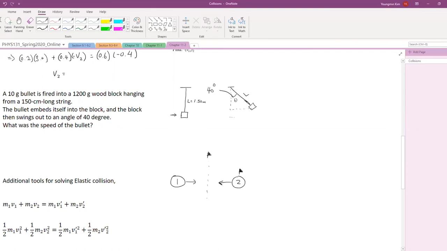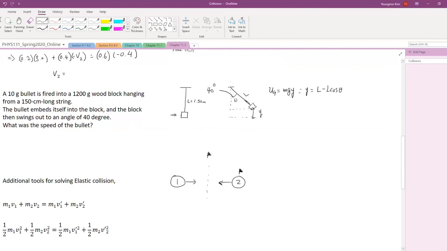So from the initial height, this will gain a certain potential energy. What was the speed of the bullet? Okay, so we have learned about the pendulum case, so let's try to describe its gained potential energy because we're going to use it. We know that gravitational potential energy is mgy, and in this case, y is L minus L cosine theta.